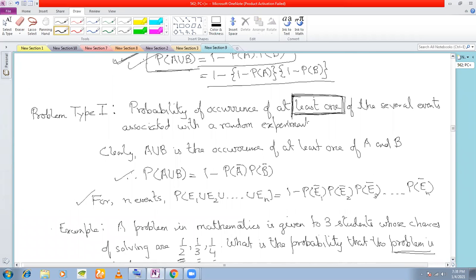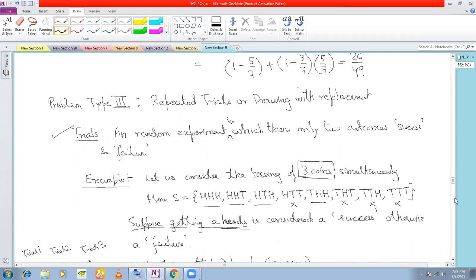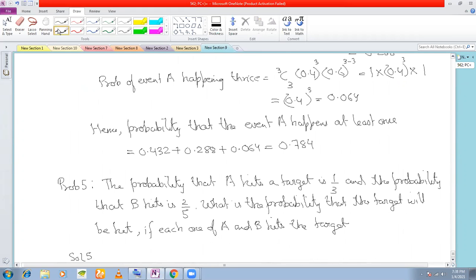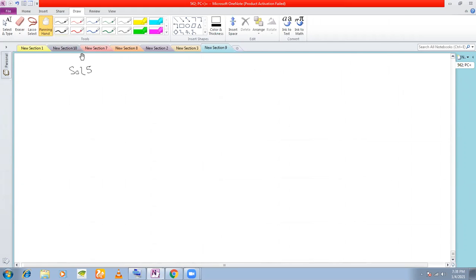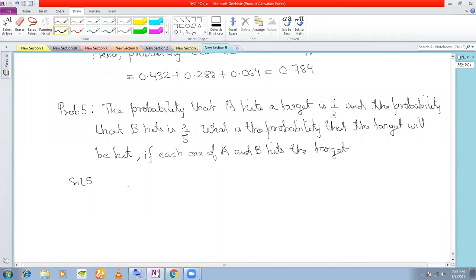See this one, at least one. Understood? The target will be hit if at least one of A or B hits the target, right? So that is problem type 1. So let us define the event then. Let E be the event.